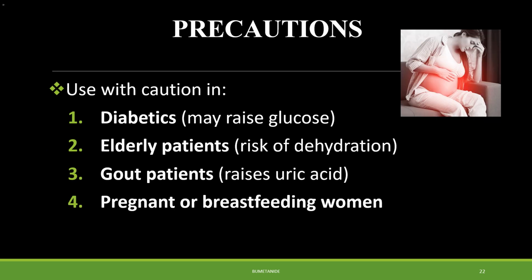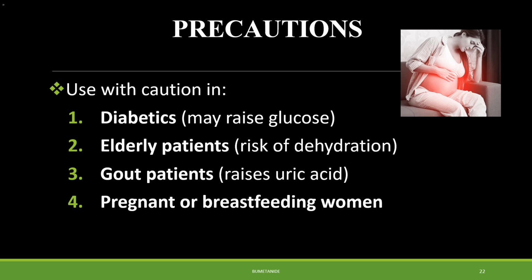Precautions for bumetanide. 1. Diuretics may raise glucose. Bumetanide can affect blood sugar levels. 2. Elderly patients, risk of dehydration. Elderly patients on bumetanide need watching for dehydration. 3. Gout patients, raises uric acid. Bumetanide can increase uric acid levels.